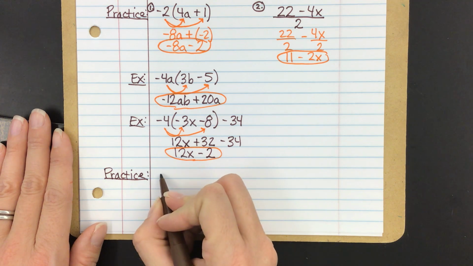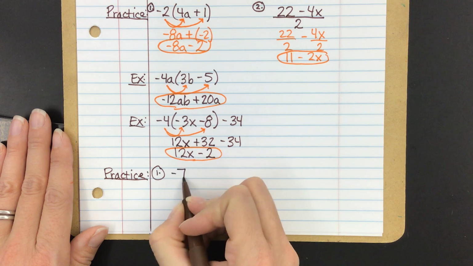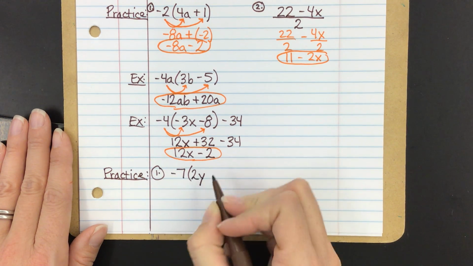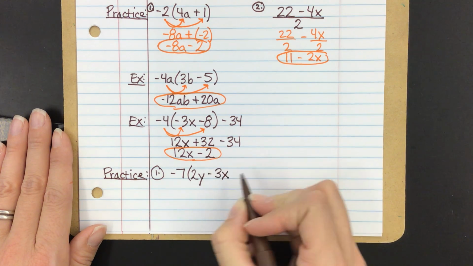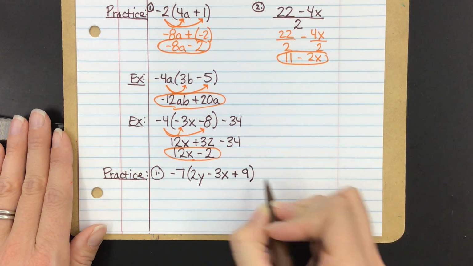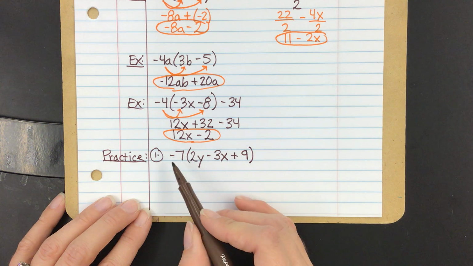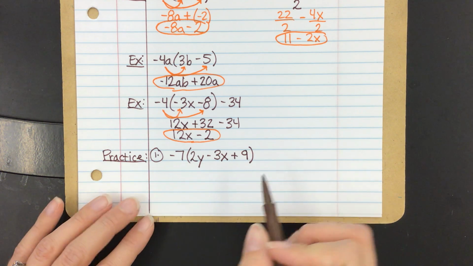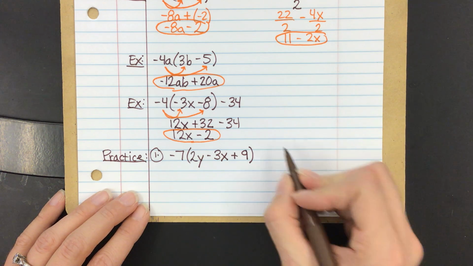Okay, so let's do this one because we didn't do an example like this, but I think you guys can handle it. When you have 3 terms, you're going to multiply each term by -7 when you distribute. And let's try a different one. Let's do this.